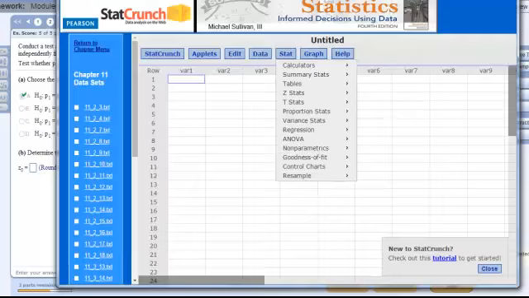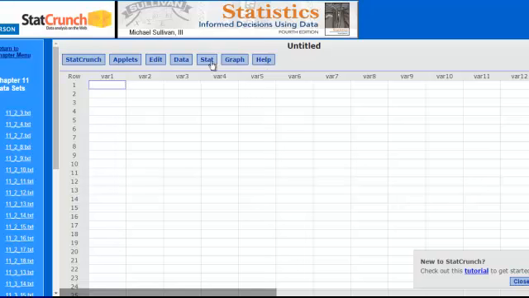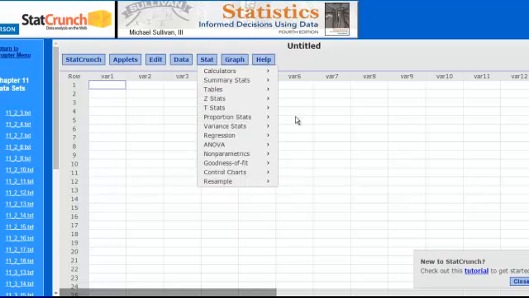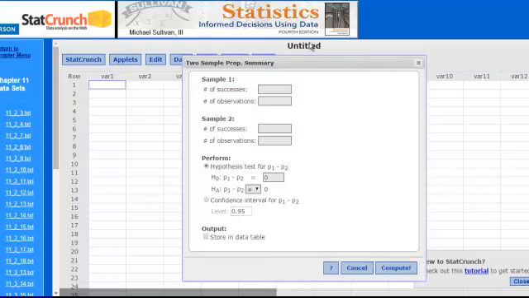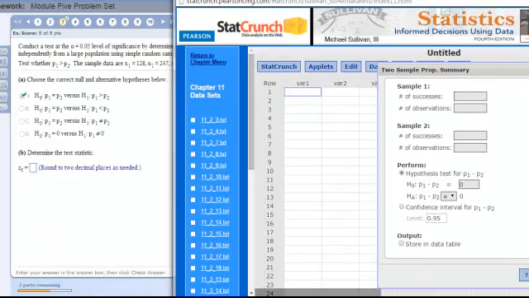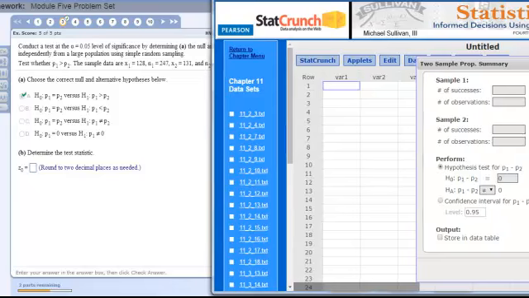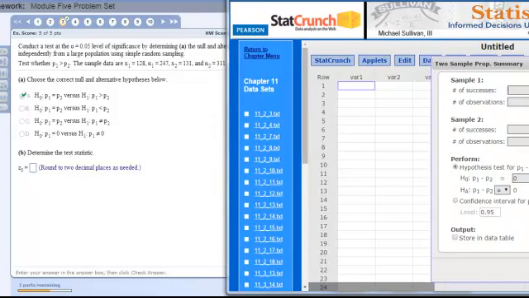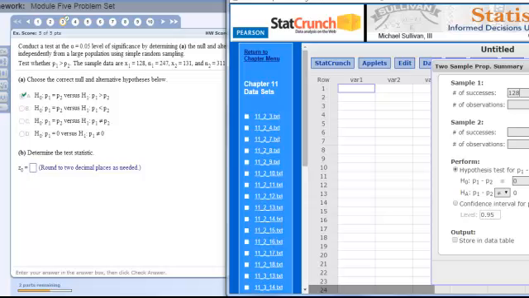So proportion statistics, 2-sample test with summary data. Okay, and now I'm going to have to make this smaller. There we go. So now I can put in my data, 128 for the first sample for the number of successes, and then the number of observations is 247, and then the next sample is 131. That's the number of successes out of 311.